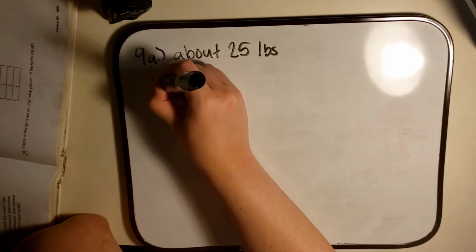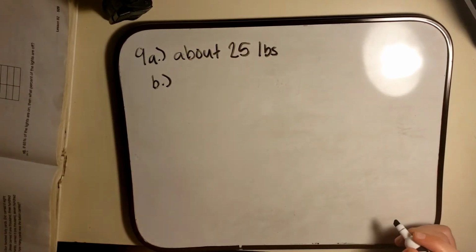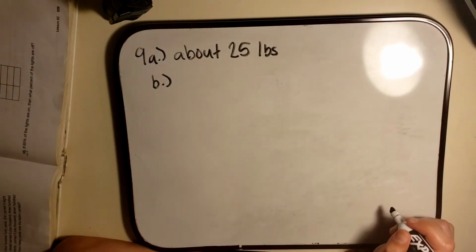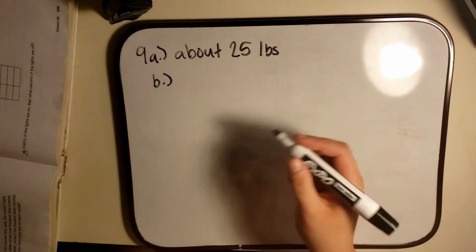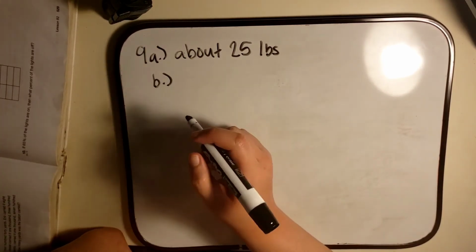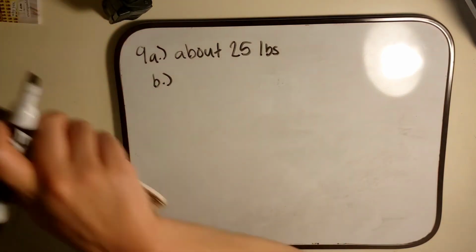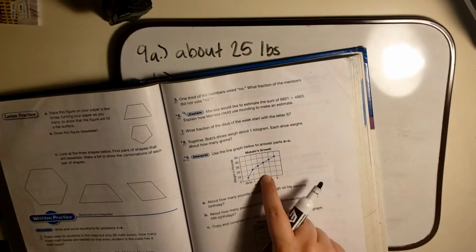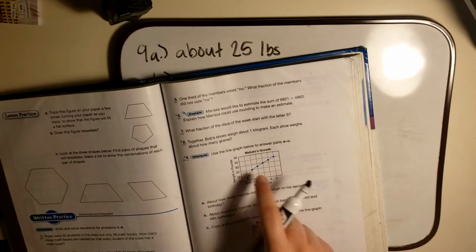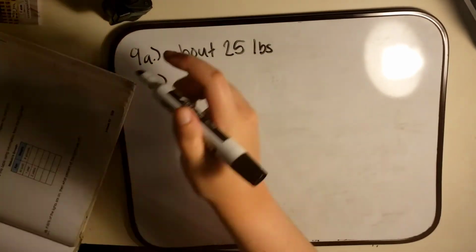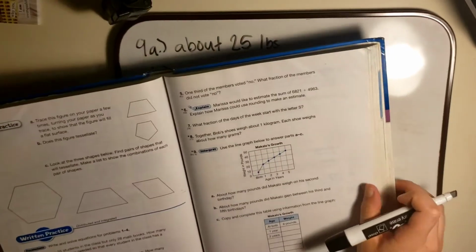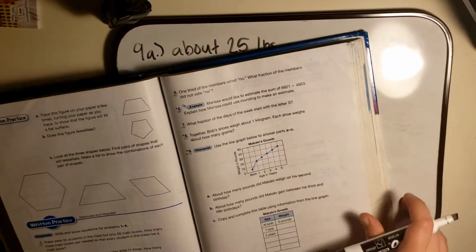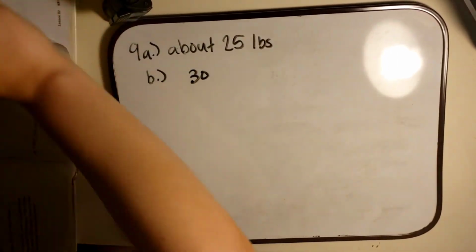All right. B asks about how many pounds did Makalo gain between his 3rd and 5th birthdays. So he started out on his 3rd birthday. Let's see, 3rd birthday, we go up. He was at 30 pounds. Then on his 5th birthday, he was up to 40 pounds.